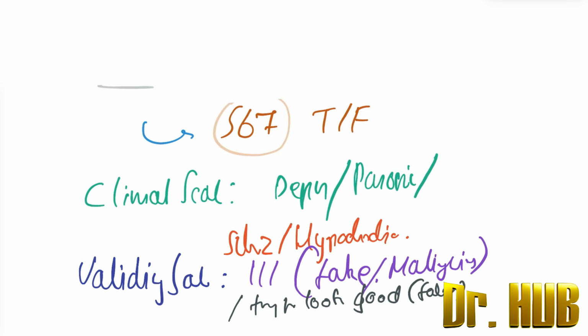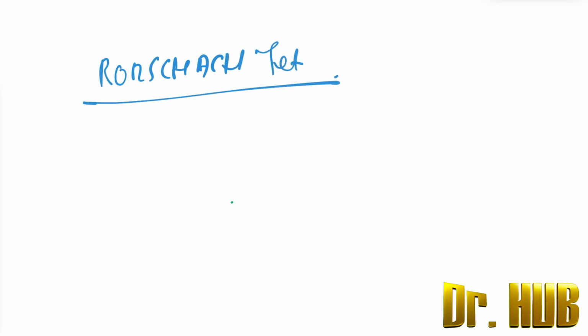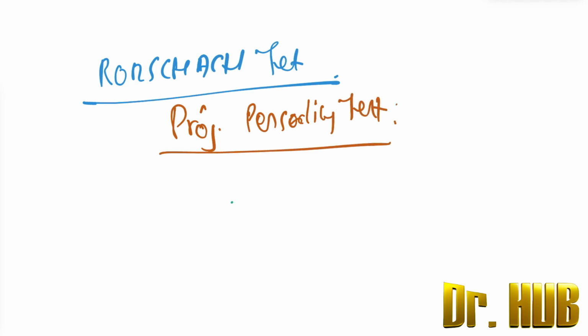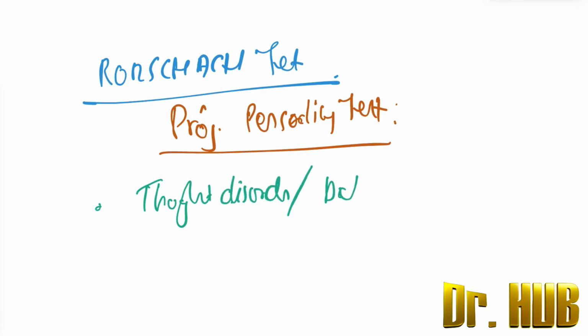Next we move on to the Rorschach test. The spelling is R-O-R-S-C-H-A-C-H. The use of the Rorschach test: it is the most commonly used projective personality test, and it is used to identify thought disorders as well as defense mechanisms.